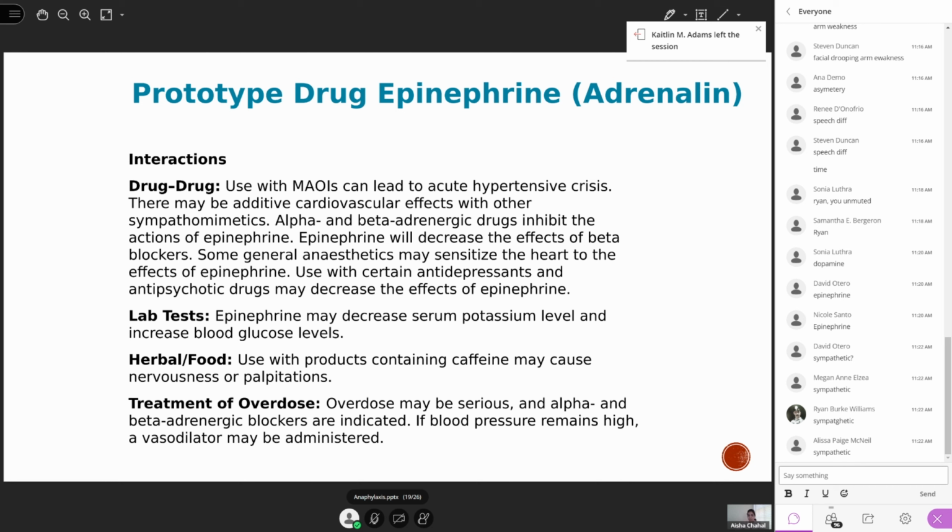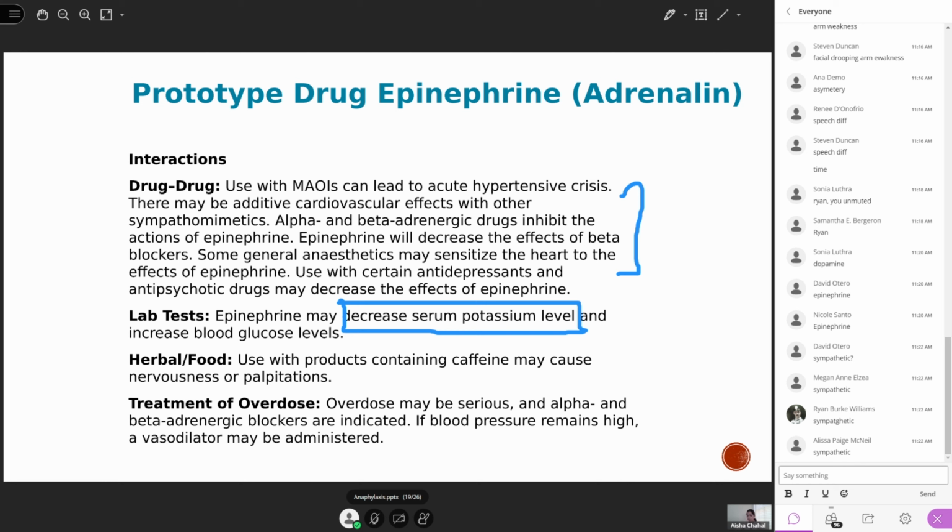These are some of the interactions with other drugs, okay, and lab tests. This is an important concept as well. You must remember that epinephrine, because of its effect on the sodium-potassium pump, decreases the level of potassium. It decreases the level of potassium, okay? So with epinephrine, you are going to make sure that you do the blood work for potassium, especially if the potassium level is low because of comorbidities, and it increases the sugar level, the glucose level. So this is something important.